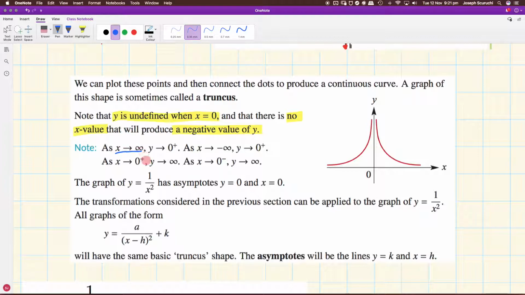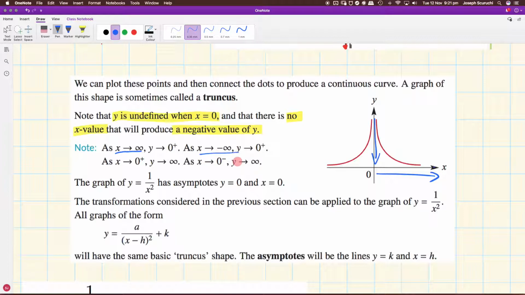As x approaches infinity, y approaches 0 from the positive direction. And you can see that by the fact that the line is getting closer and closer and closer to my asymptote, and therefore is approaching 0.